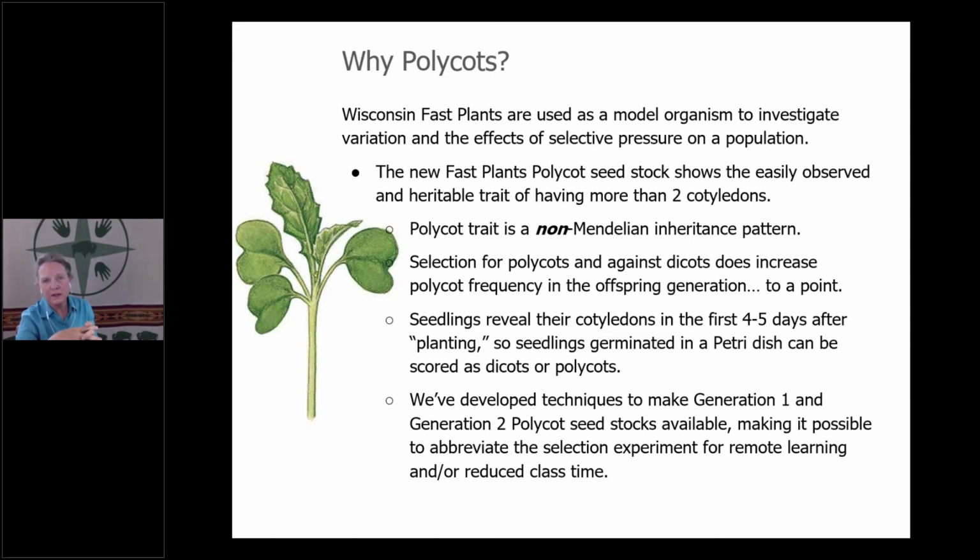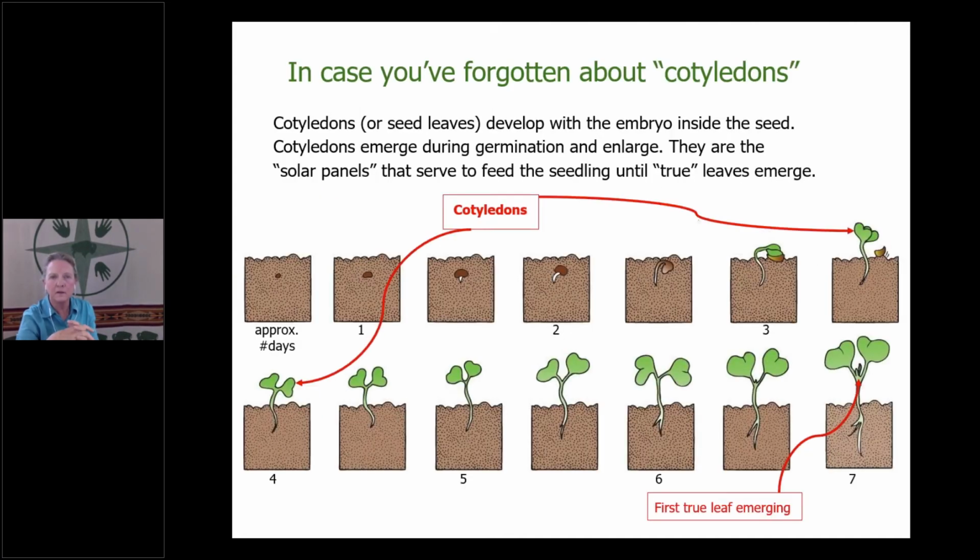And the other great advantage is that now we have developed some techniques so that we're able to produce at scale generation 1 and generation 2 polycot seedlings. So that makes it possible for us to abbreviate the selection experiment, which has some disadvantages and lots of good advantages as well. And so we're going to talk a little bit about that, polycots as the subject of selection.